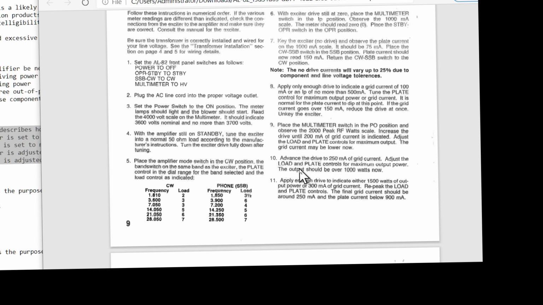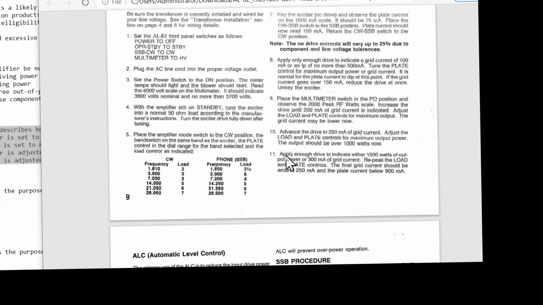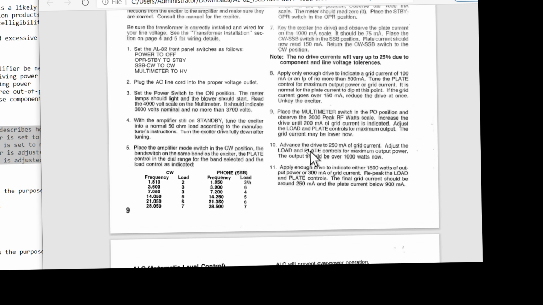Let's just skip down to the last step. It says apply enough drive to indicate either 1500 watts of output or 300 milliamps of grid current. I think the tubes have a maximum grid current of slightly greater than that, like maybe 350 for two tubes. Repeak the load and plate controls. The final grid current should be around 250 milliamps and 900 milliamps for plate current. By peak, they're saying advance the drive to 250 mils of grid current and adjust the load and plate controls for maximum power output.